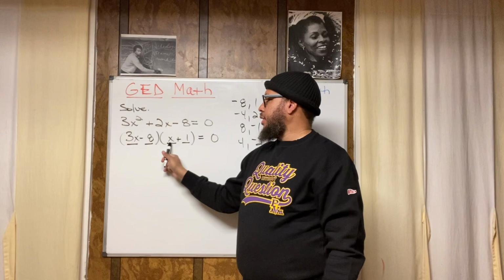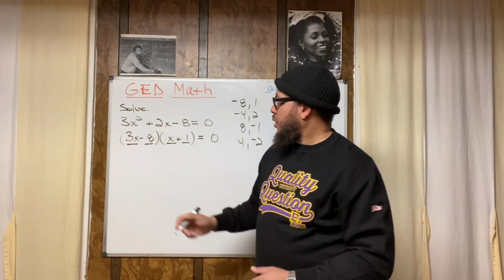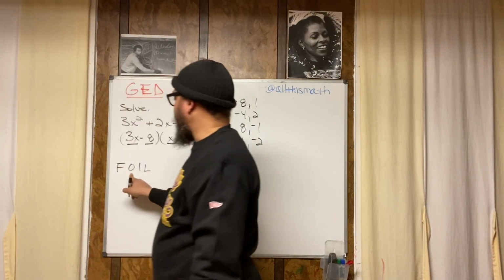So 3x times x, I know that's going to be 3x squared. I'm doing the FOIL method right now. FOIL as in First, Outer, Inner, Last.